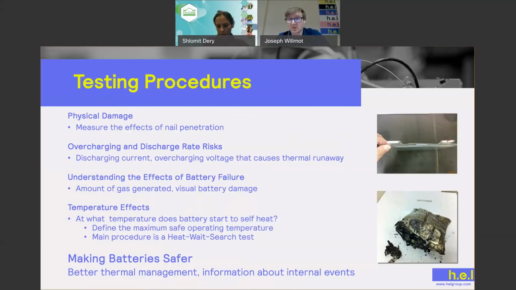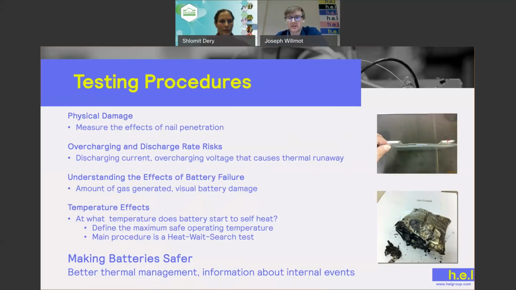The main procedure to do that would be a heat rate search test in an adiabatic calorimeter, which I'll show you in a second. Essentially, as I said, this is all for making batteries safer, to potentially provide better thermal management or better information about what thermal failings are happening within the cell, to understand what can be done to improve them.